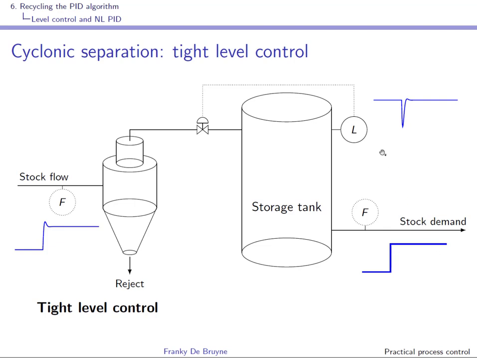Imagine now that you have a very tight level controller, right? If you have the perfect level controller, this step-like flow at the output, well, you'll find it also at the input. Of course, the level control is not perfect, so you'll have a fluctuation of the level, but you still have a very sharp change of the stock flow through the cyclone, which is not desired. So here, clearly in this application, tight level control is not something that you desire.